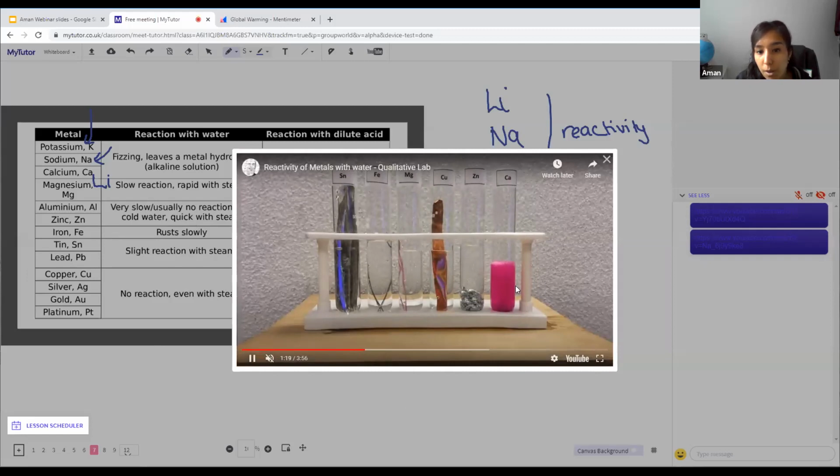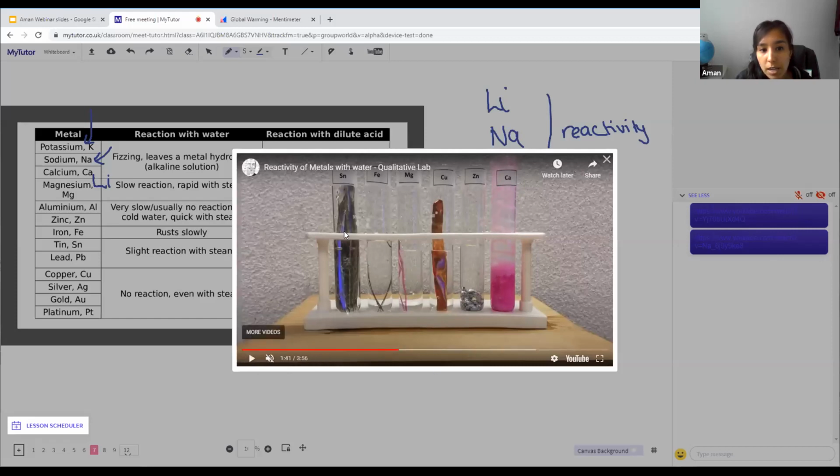You can see that's gone bright pink, and that's because of the calcium hydroxide, and it's about to overflow as well. So you can see that. So that's calcium hydroxide that's making the indicator go pink. And if you also have a look at magnesium, you can see that's also starting to become pink, and that's magnesium hydroxide that's making that indicator go pink. So hopefully that made sense. So that's the reactions with water.